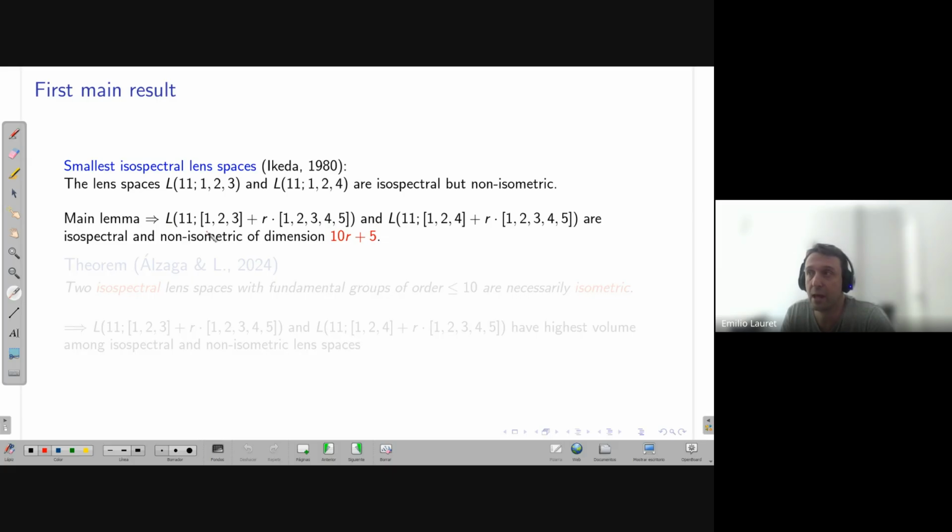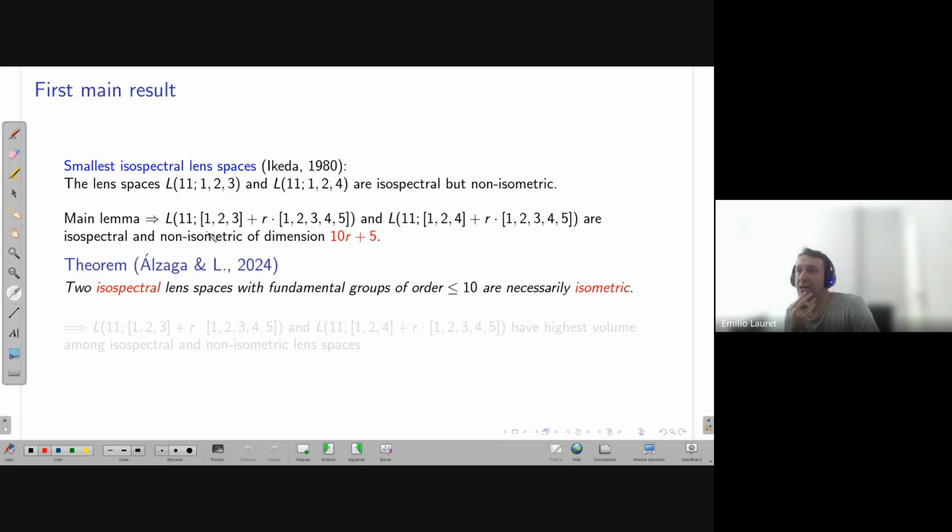Okay, and remember, we are looking for pairs of a spherical space form with highest volume as possible. And here comes our first main result with Alfredo Alzaga. We prove that if two length spaces have order... Remember, if two length spaces are isospectral, they must share the same order. Okay, the fundamental group must share their orders.